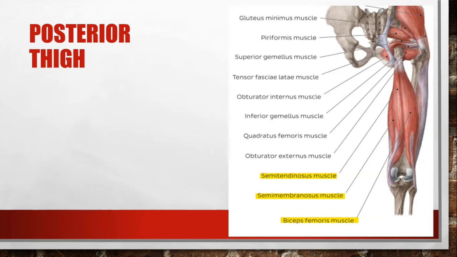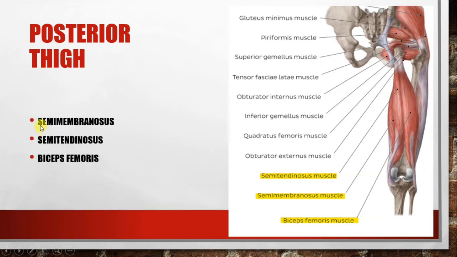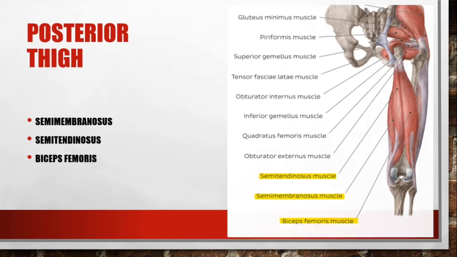So now we have completed the anterior aspect of the thigh. Now we are going to move towards the posterior thigh. As you can see in this picture, we are going to discuss three muscles in this region. These are semimembranosus, semitendinosus, and biceps femoris. Must remember that the posterior thigh muscles have a function in hip joint extension and knee joint flexion. So, opposite of the anterior thigh muscles.